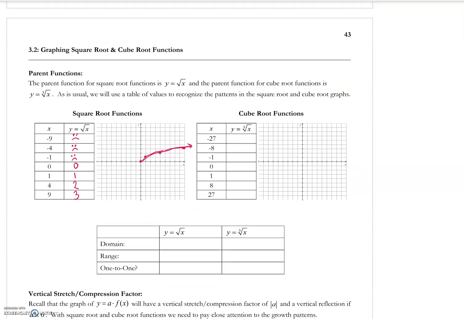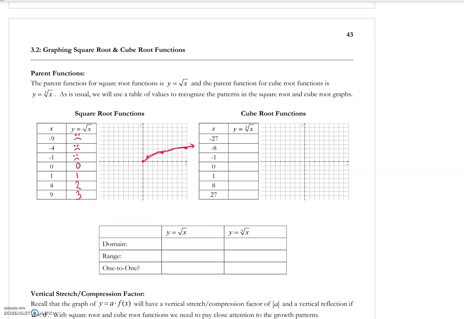For cube root functions, again, I'm going to try to plug in some values to see what I get. If I plug in -27, I can take the cube root of a negative number. The cube root of -27 is -3. The cube root of -8 is -2. The cube root of -1 is -1. The cube root of 0 is 0. The cube root of 1 is 1. The cube root of 8 is 2. And the cube root of 27 is 3.